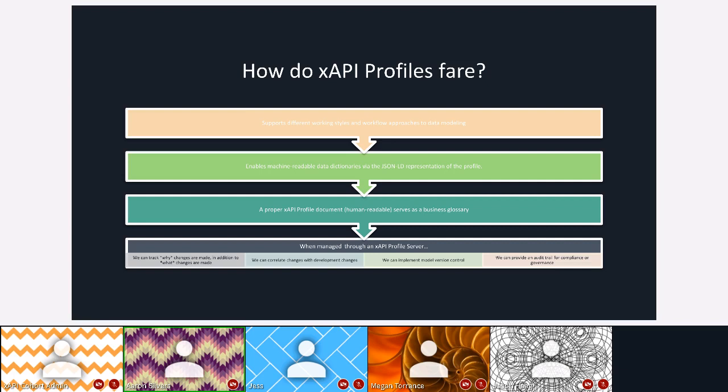So when we can manage all of that through an xAPI profile server, we can track why changes are made in addition to what changes are being made. We can correlate those changes with development changes. We can implement data model version control, and we can provide an audit trail for compliance or governance. All right, in terms of here's the changes that we're making to our enterprise data collections, and here's why.